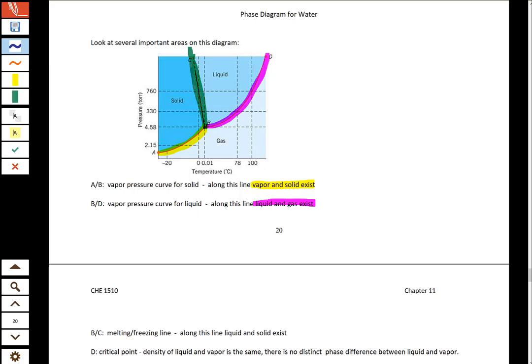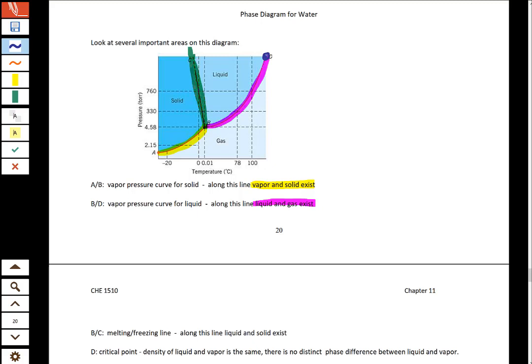So then the other two locations that are just really wild is the critical point, which is over here. That point is where the density of liquid and the density of vapor are the same. What that means is there is no distinct difference between liquid and vapor.